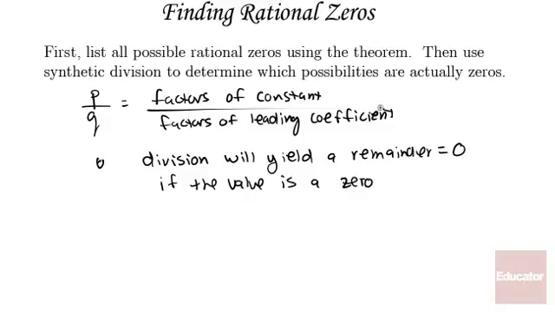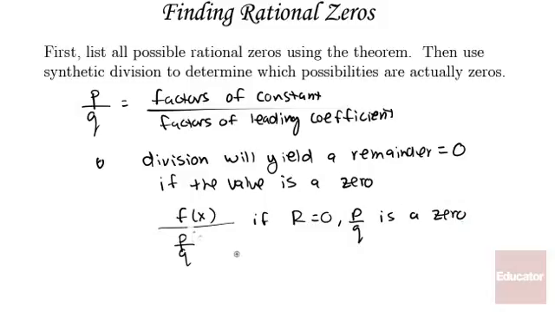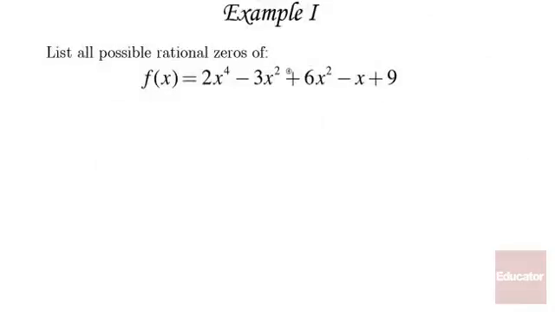So you get your values for P and Q, you take the function and you divide it by each of the values that you're trying, P over Q, and if the remainder equals 0, P over Q is a 0. If the remainder is anything other than 0, then it's not. So list the rational zeros and then use synthetic division to check.